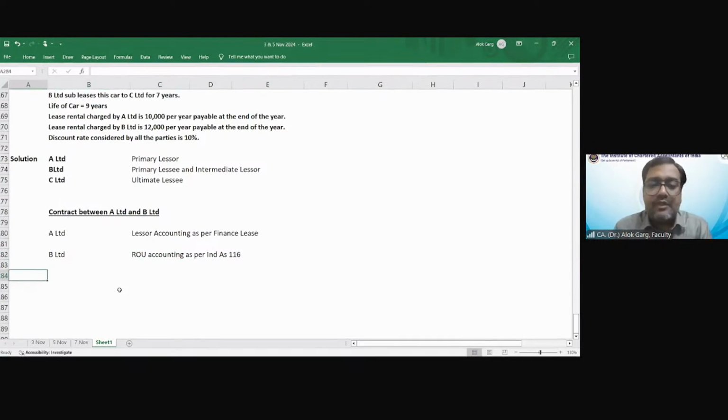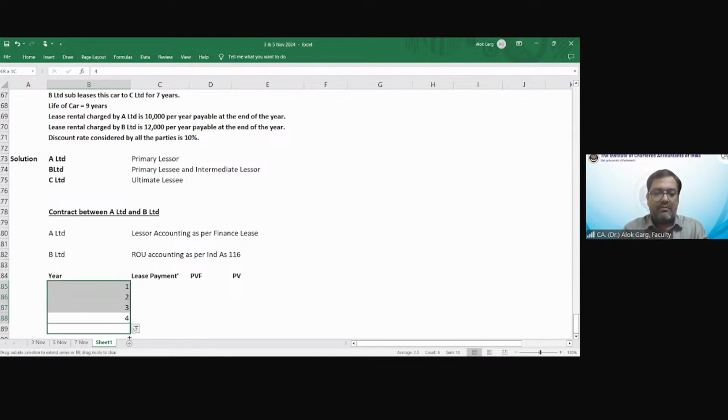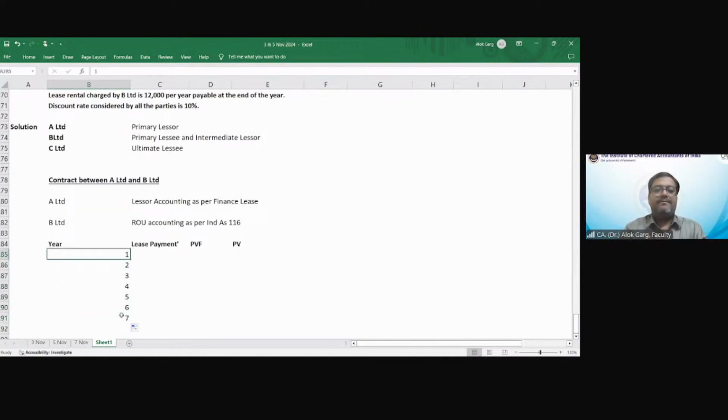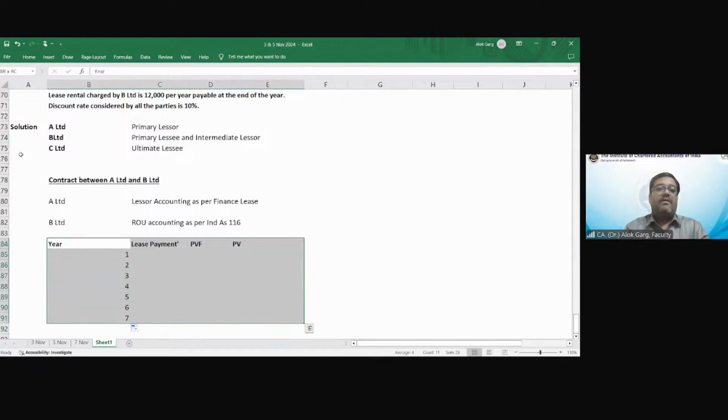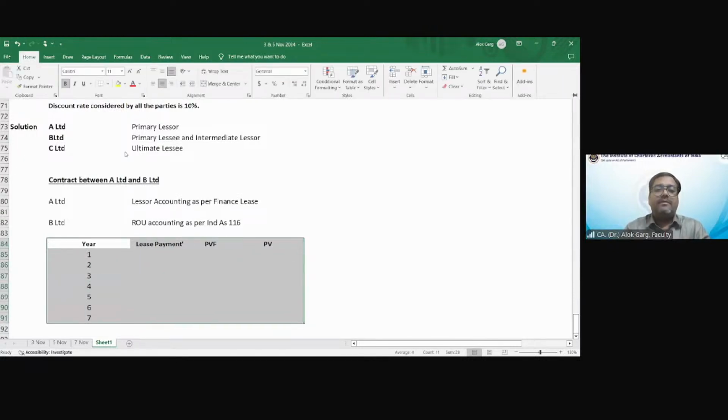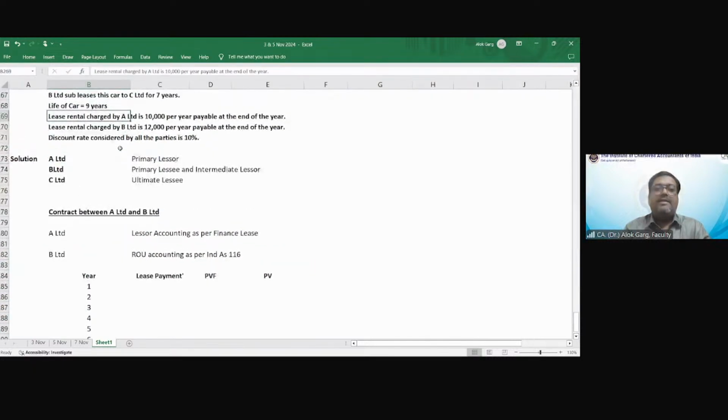करेक्ट, यही होगा ना. सो बी लिमिटेड क्या अकाउंटिंग करेगा? बी लिमिटेड विल डू द ROU accounting. So what is my lease payment in this case? For how many years? 7 years: 1, 2, 3, 4, 5, 6, 7. How much is B Limited paying to A Limited? Lease rental charged by A Limited is 10,000 per year, payable at the end of the year.